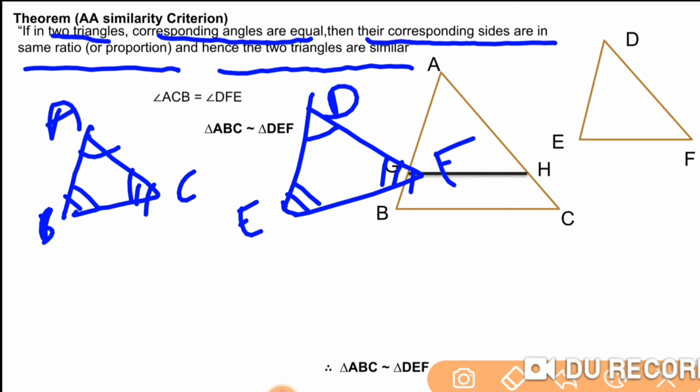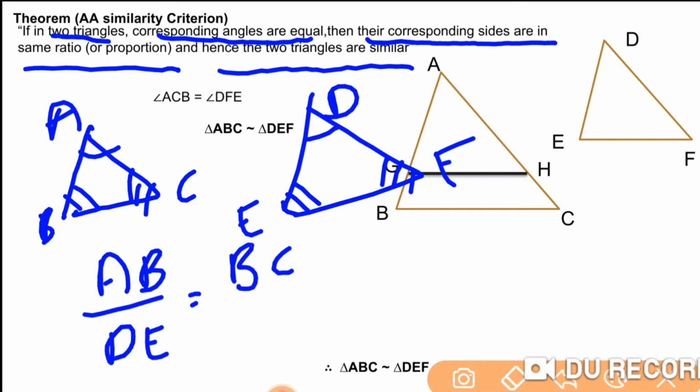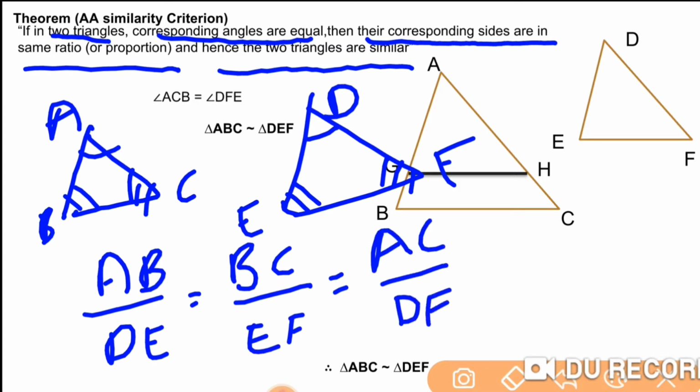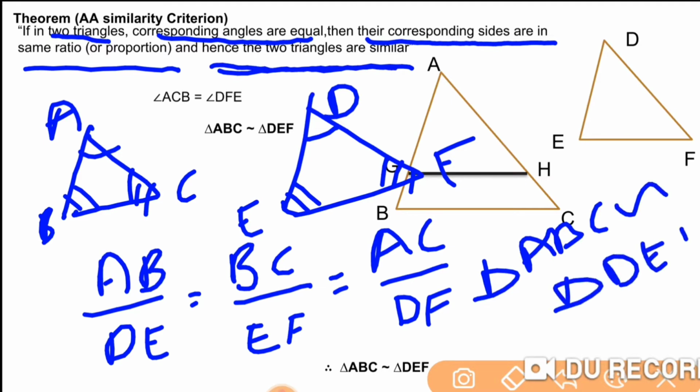What does that mean? The corresponding side of AB is DE, the corresponding side of BC is EF, and the corresponding side of AC is DF. The statement says that these corresponding side ratios are equal, and if that happens, hence the two triangles are similar. It means I can write triangle ABC is similar to triangle DEF. That is what the statement says.